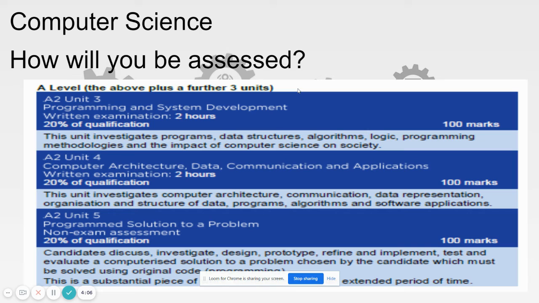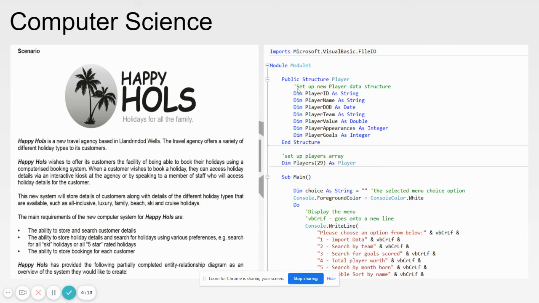For more information, then please do ask, or alternatively, have a look at the specification. So here we have an example of some of the content. This is an example of what Unit 2 would look like. The scenario is provided, and then you'd have to produce the solution in Visual Basic. On the right-hand side, here's an example of what a Visual Basic program would look like. You have the data structure, the setup, using the appropriate data types, and then you go in and implement a menu. That's just an example of how Visual Basic would look.